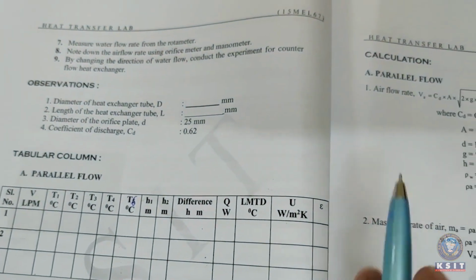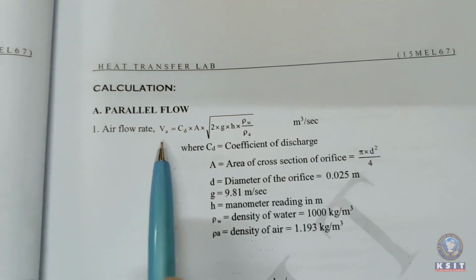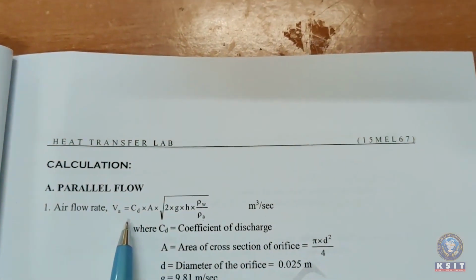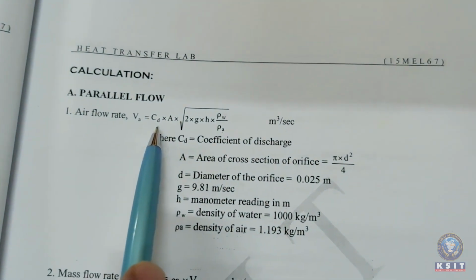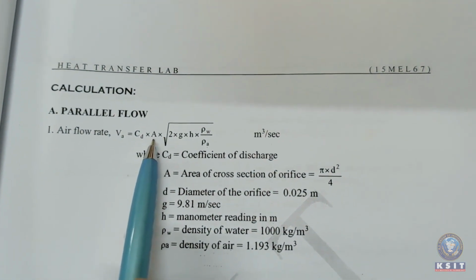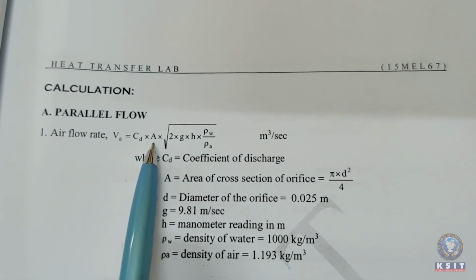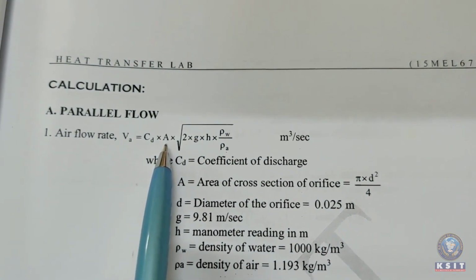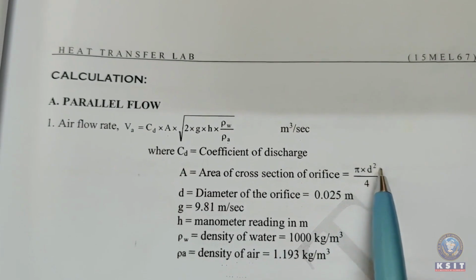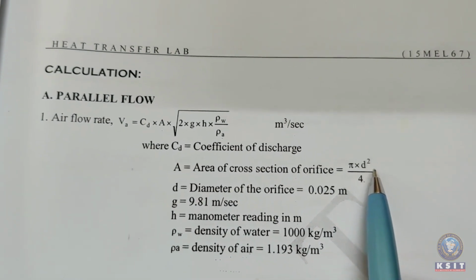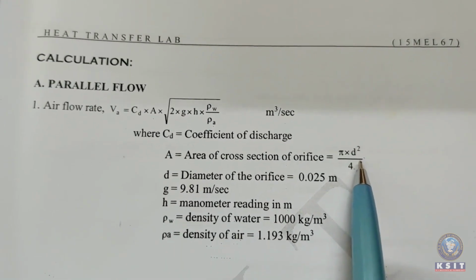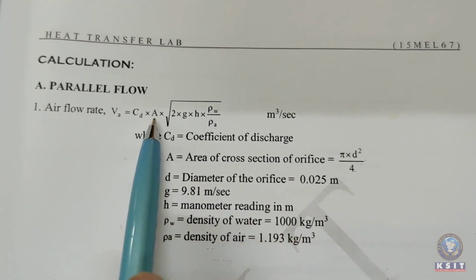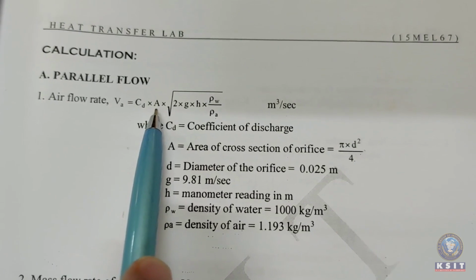Now before you start, first you calculate the volume flow rate of the air. You know the coefficient of discharge for the orifice is 0.62. And here capital A represents the cross-section area of the orifice, with the formula pi d squared by 4. You know the diameter of the orifice, right? So once you know the diameter of the orifice, you calculate the cross-section area of the orifice.